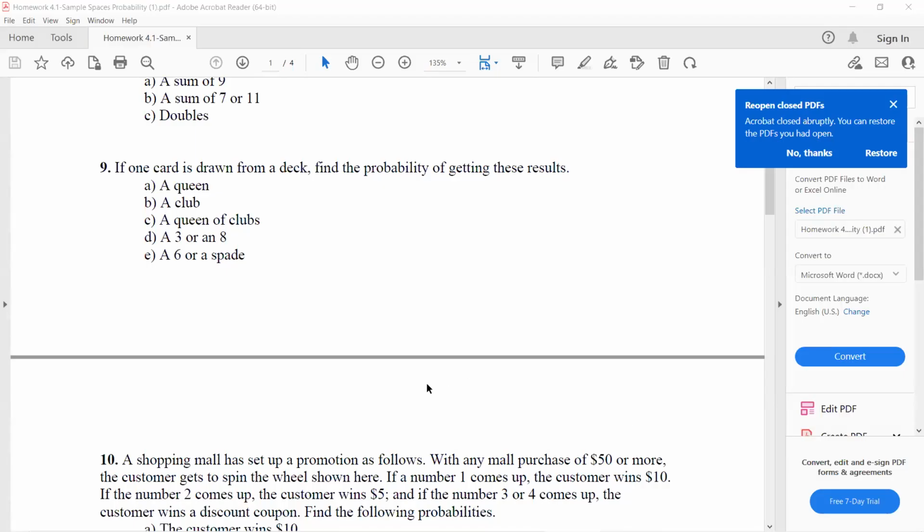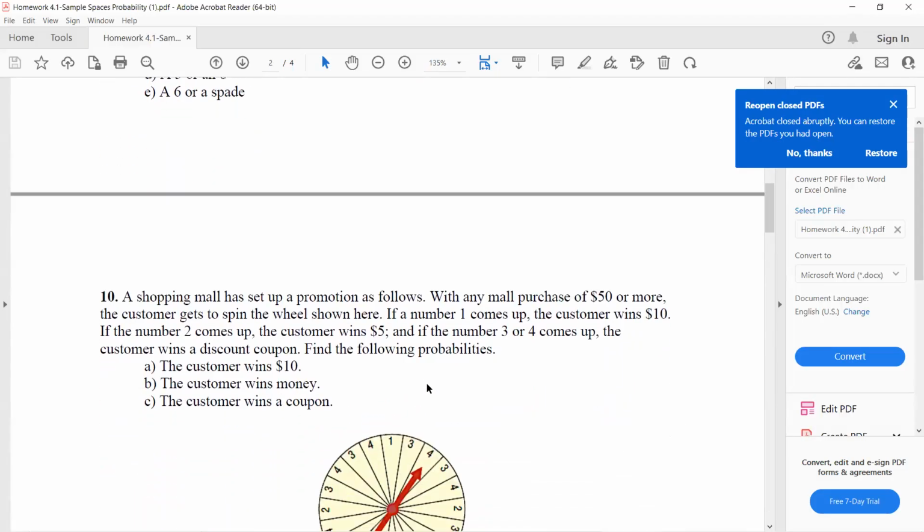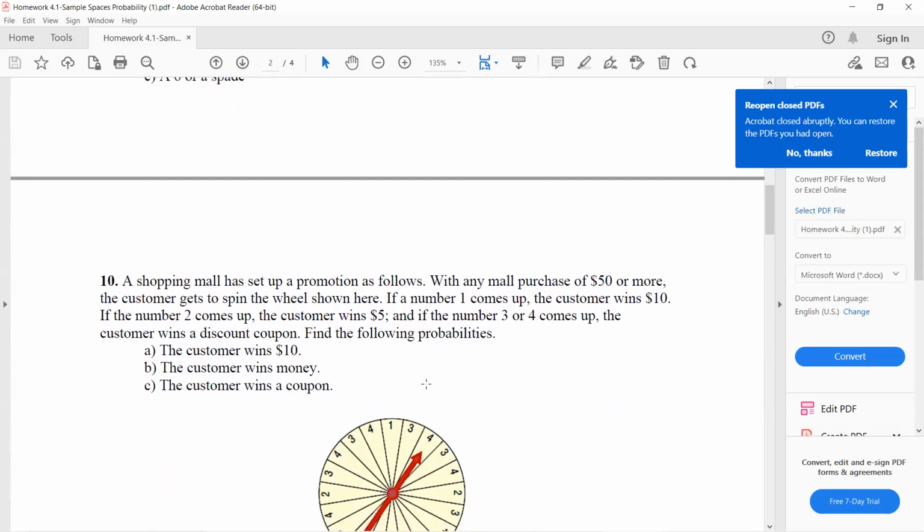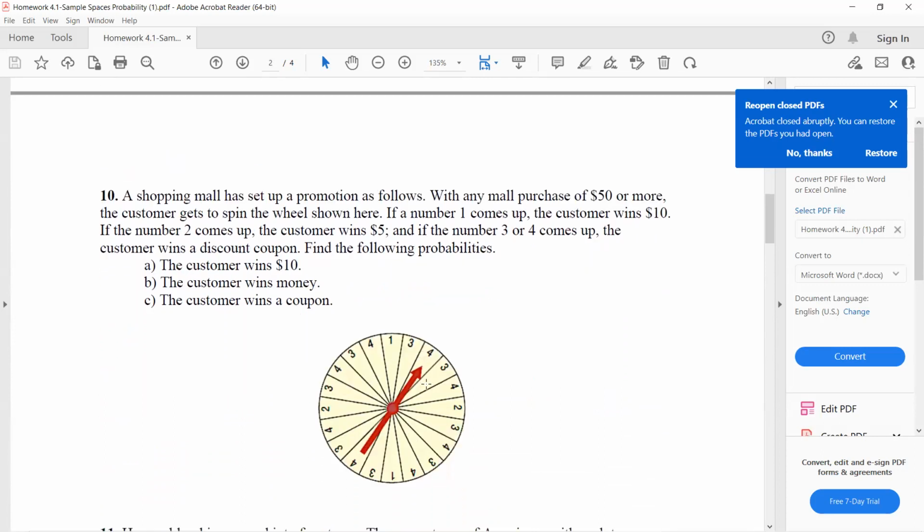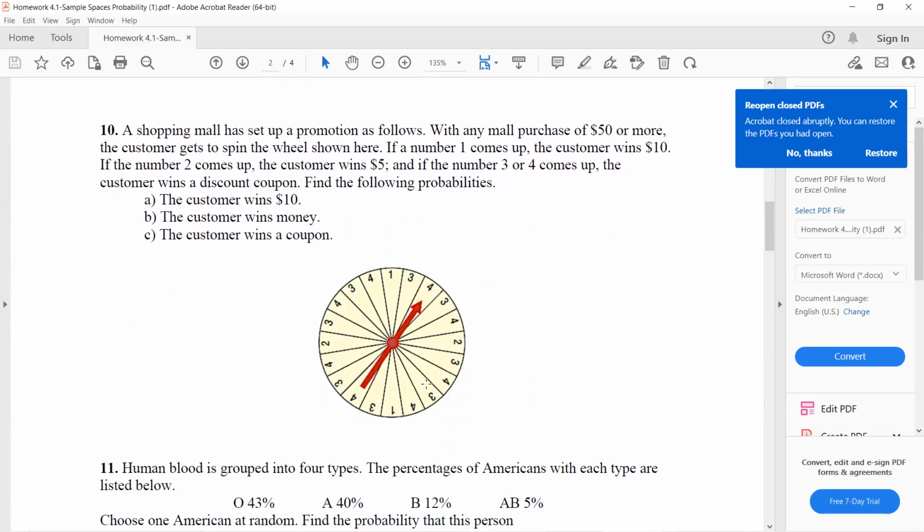Now I think it's time for number 10. Does your copy have a picture of the wheel? Let me check. Your number 10 should have it, but I know an early version went out that didn't. So make sure yours has the wheel on it. Yes, I have a wheel. Good job. Okay, that's good.